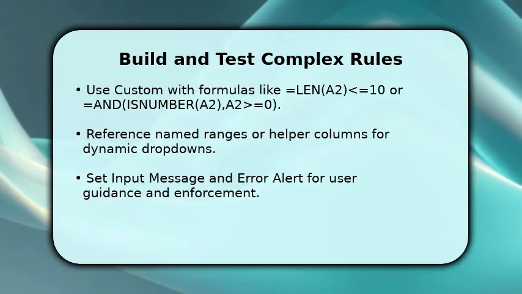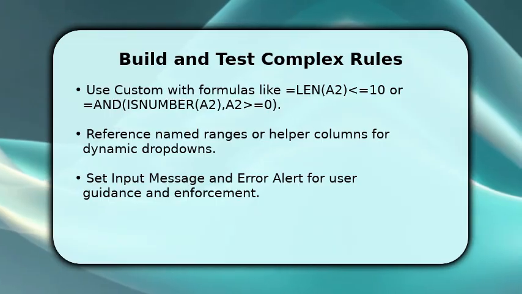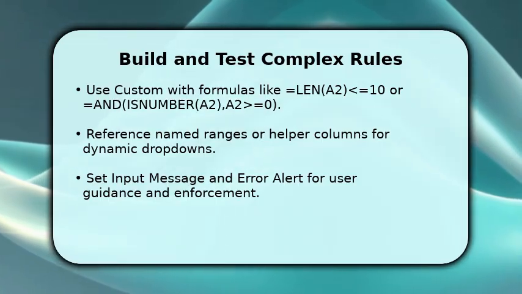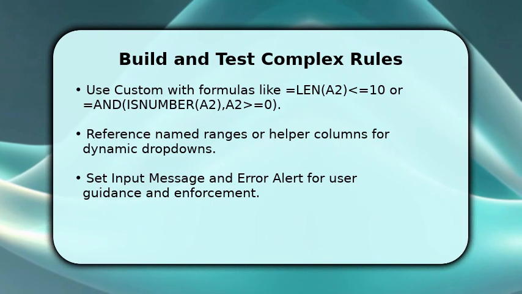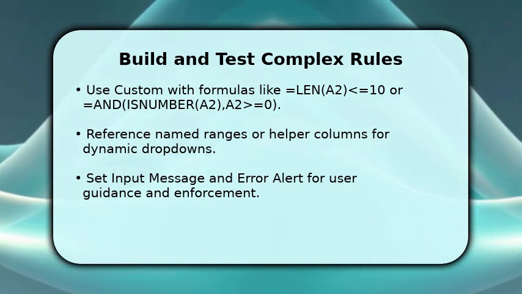Also configure input message to guide users and error alert to block invalid entries. This is why validation reduces mistakes. Test with edge cases: empty, boundary, and wrong types to confirm the rule works as expected.